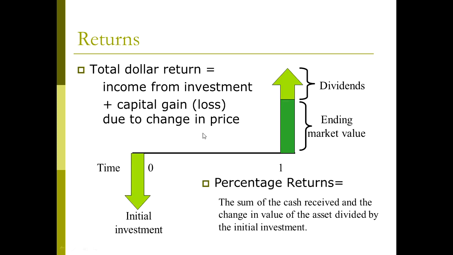If you look at this picture, the total dollar return equals the income from investments, the dividends for example, plus the total capital gain and loss due to the change in the price. So here, initially you make an investment. In the end, you're going to get the dividends and the ending market value. The percentage change in the return is going to be the sum of the cash received and the change in value of the assets divided by your initial investment.